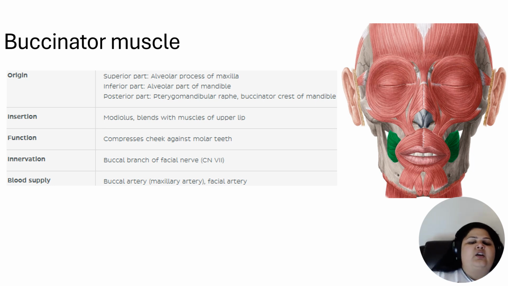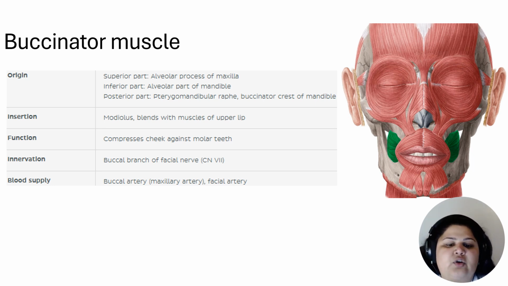Buccinator muscle. Origin: superior part, alveolar process of maxilla; inferior part, alveolar part of mandible; posterior part, pterygomandibular raphe, buccinator crest of mandible. Okay, so there are multiple origins: superior part, inferior part, and posterior part. Insertion: modiolus, blends with muscles of upper lip. Function: compresses cheek against molar teeth. Innervation: buccal branch of facial nerve CN7. Blood supply: buccal artery, maxillary artery, and facial artery. So buccal branch of facial nerve is the innervation. Compresses cheek against molar teeth, like that.